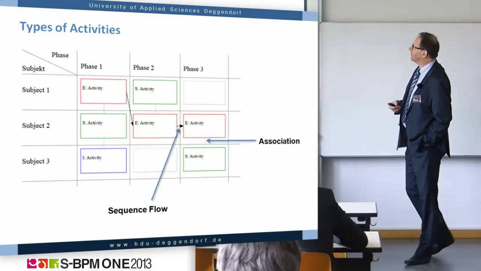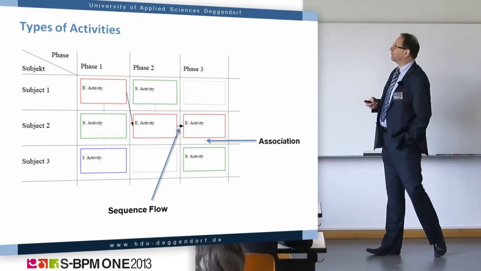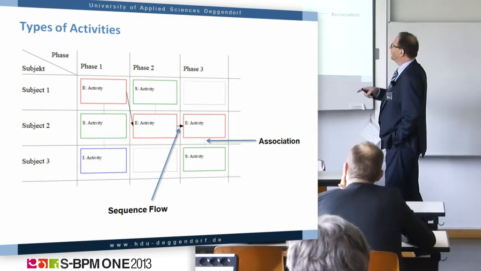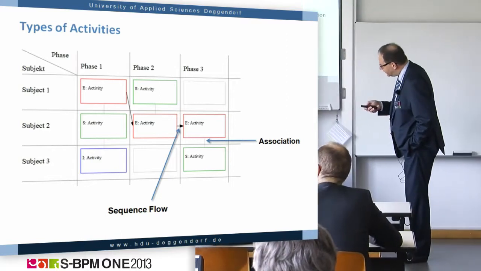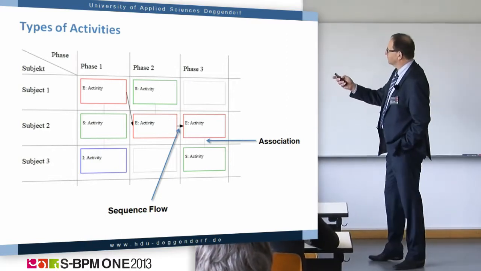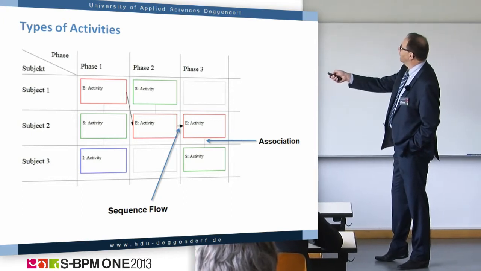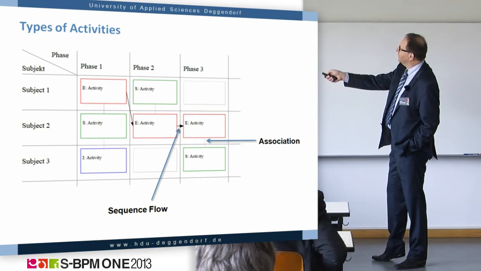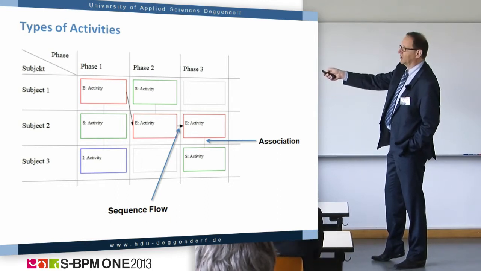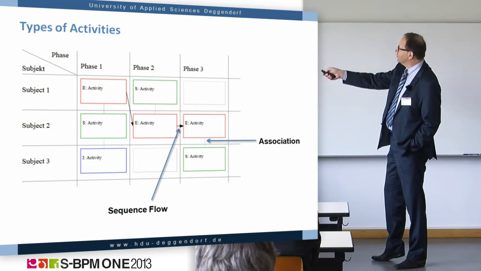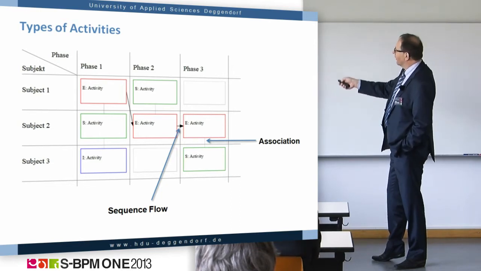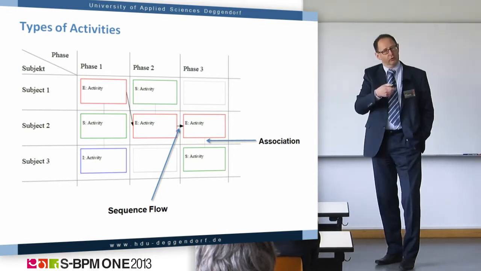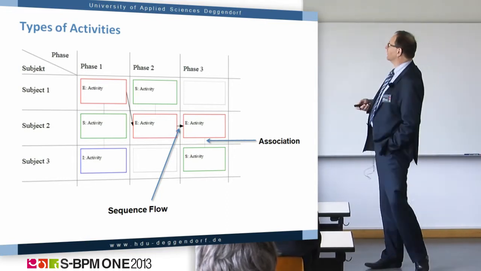Okay, so how does a matrix look if you take these activities? So here is a flow of E activities across the matrix. In the first phase, subject 1 is responsible for the action. Next, subject 2 is responsible for the action, and in phase 3, subject 2 is responsible for the action. So the action just flows across the matrix. So it may vary between subjects, and it flows from left to right in the subject phase matrix.